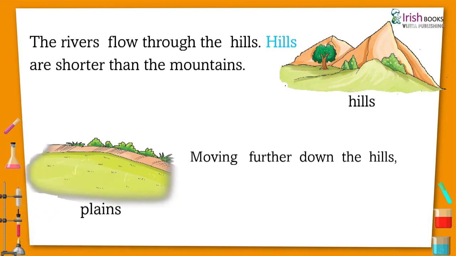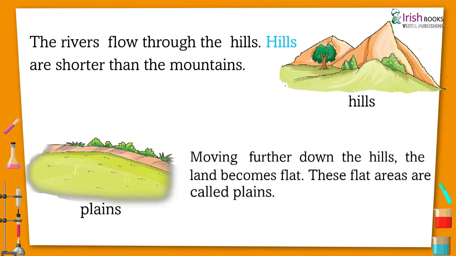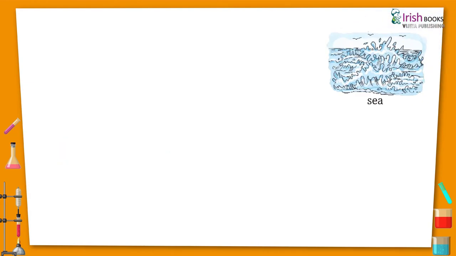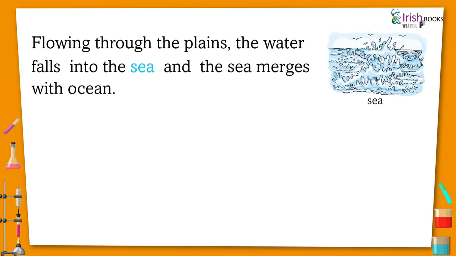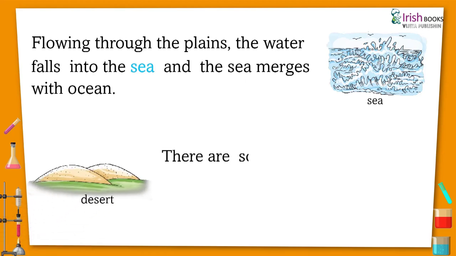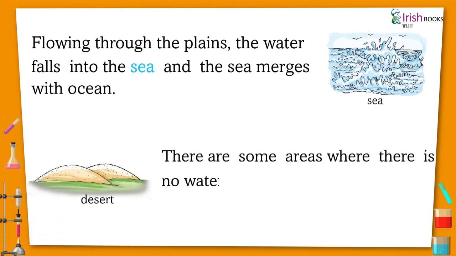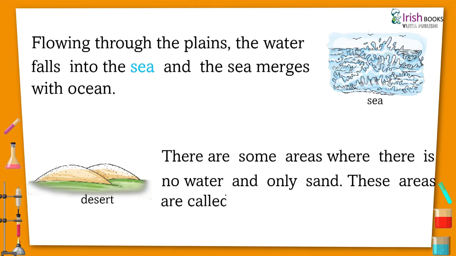Moving further down the hills, the land becomes flat. These flat areas are called plains. Flowing through the plains, the water falls into the sea, and the sea merges with ocean. There are some areas where there is no water and only sand. These areas are called the deserts.